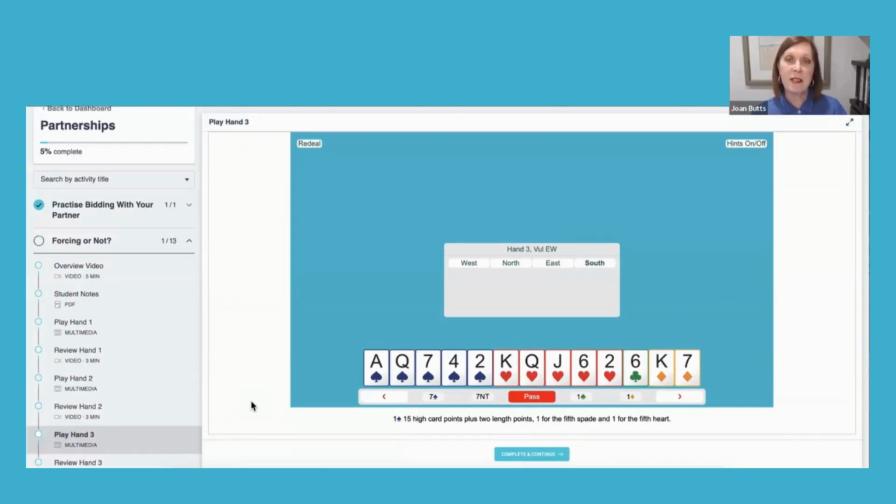But one thing that a system card doesn't really do is actually tell you what bids are forcing or not, and how to actually show the shape that you've got when you're opening a hand, say one spade, and you've got, like this hand, 5 spades and 5 hearts. There's an understanding that we would always open the higher ranked of 2 5-card suits.